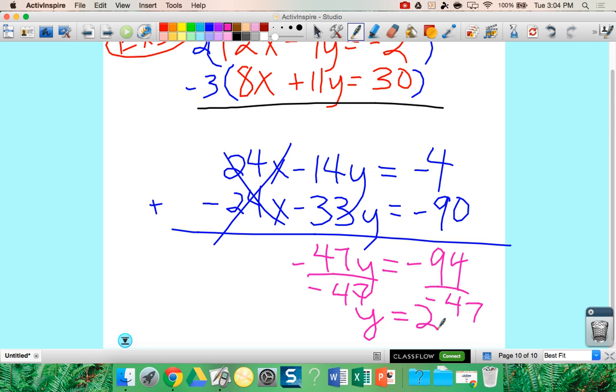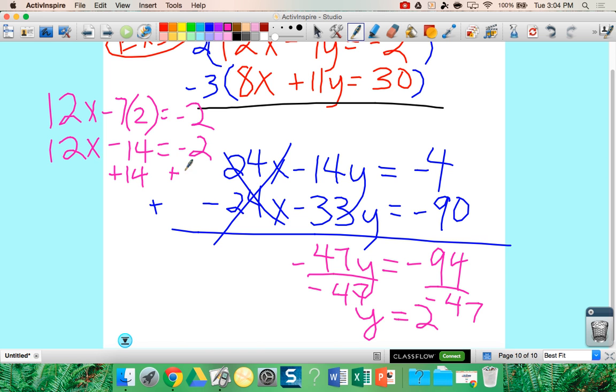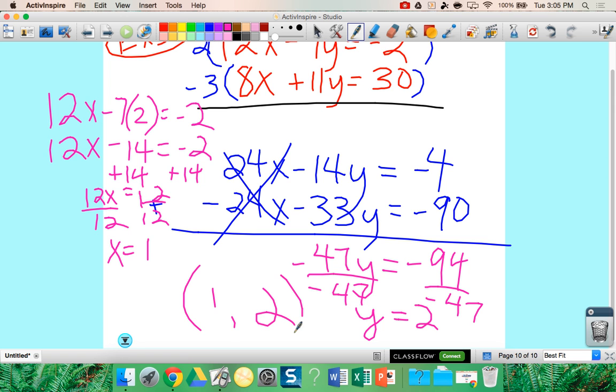I'm going to take that and substitute it into one of the top equations. One of the original, excuse me. So 12x minus 7 times 2, is that right? Equals what? Equals -2. Alright, so 12x minus 14 equals -2. Add 14. 12x equals 12. X equals 1. So, as of right now, that is the ordered pair that I am finding to be the solution. Now I need to check it in both original.